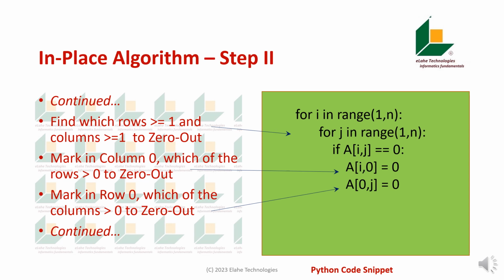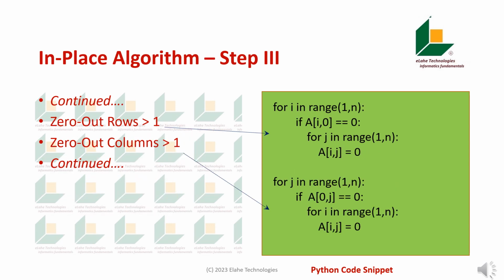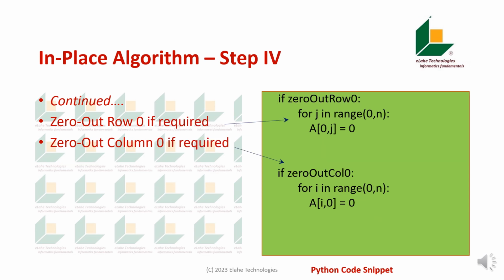We now try to record the information about which rows numbered greater than 0 and columns numbered greater than 0 need to be zeroed out. We mark in row 0 which columns need to be zeroed out. We mark in column 0 which rows need to be zeroed out. Recall that we already have noted up front whether or not row 0 and column 0 need to be zeroed out. We loop through column 0, starting at index position 1. If any entry is 0, the entire row is zeroed out. Next, we loop through row 0, starting at index position 1. If any entry is 0, the entire column is zeroed out. Finally, we check back the Boolean flags zeroOut_row_0 and zeroOut_col_0. We zero out row 0 and column 0 if the corresponding flags are set.